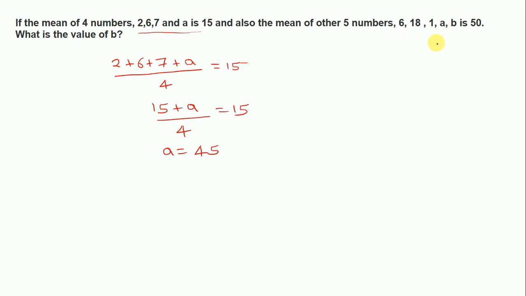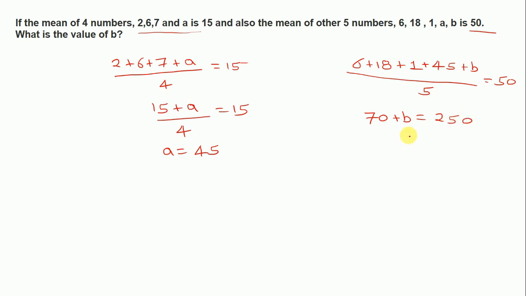Now from this portion 6 plus 18 plus 1, and put the value of A is equal to 45 plus B divided by 5 is equal to 50, as the mean is given to us. Now 6 plus 18 is equal to 24 plus 1 is equal to 25 plus 45 is equal to 70. So 70 plus B is equal to 5 into 50, 250. So B will come out as 250 minus 70 is equal to 180. So this will be your answer.